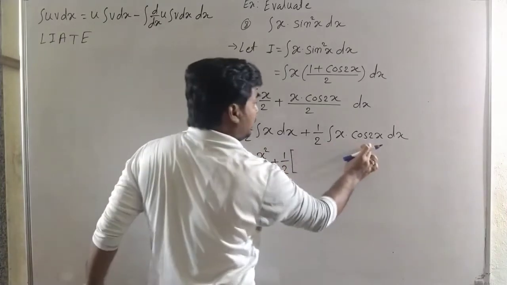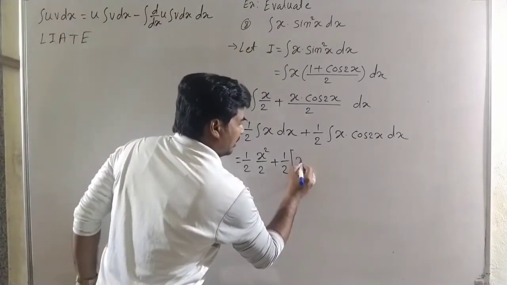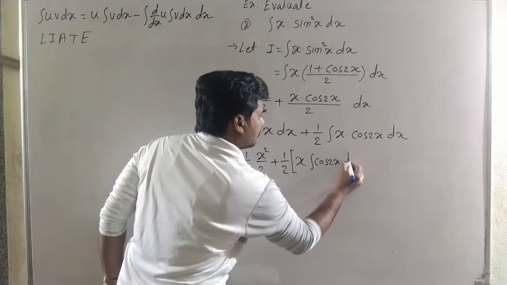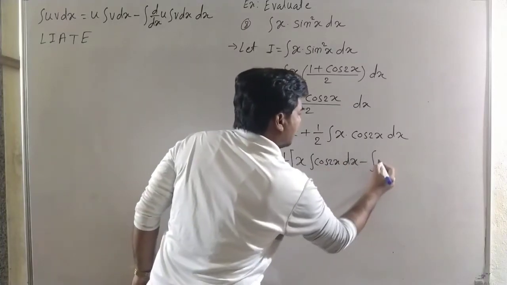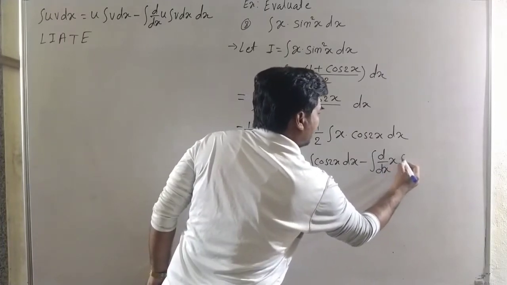Here we use u into v. It is u and it is v. U into v, see carefully. Here u into integral of v minus integral of derivative of u into integral of v.